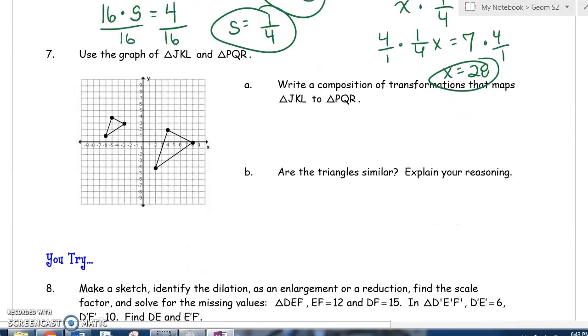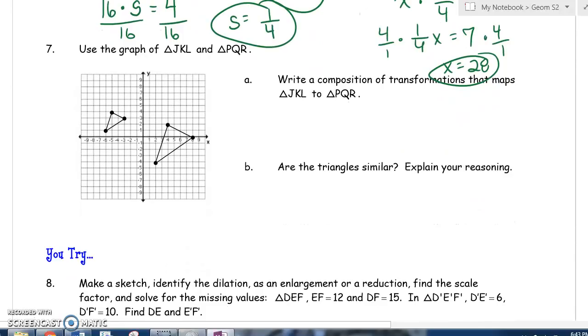Let's look at a graph. On here, we use the graph of triangle JKL and triangle PQR, and we're going to write a composition. The letters are, for some reason, missing on here. We've got JKL, and we're going to put PQR here. We're going to use the graph to find the composition of transformations that maps triangle JKL to triangle PQR.